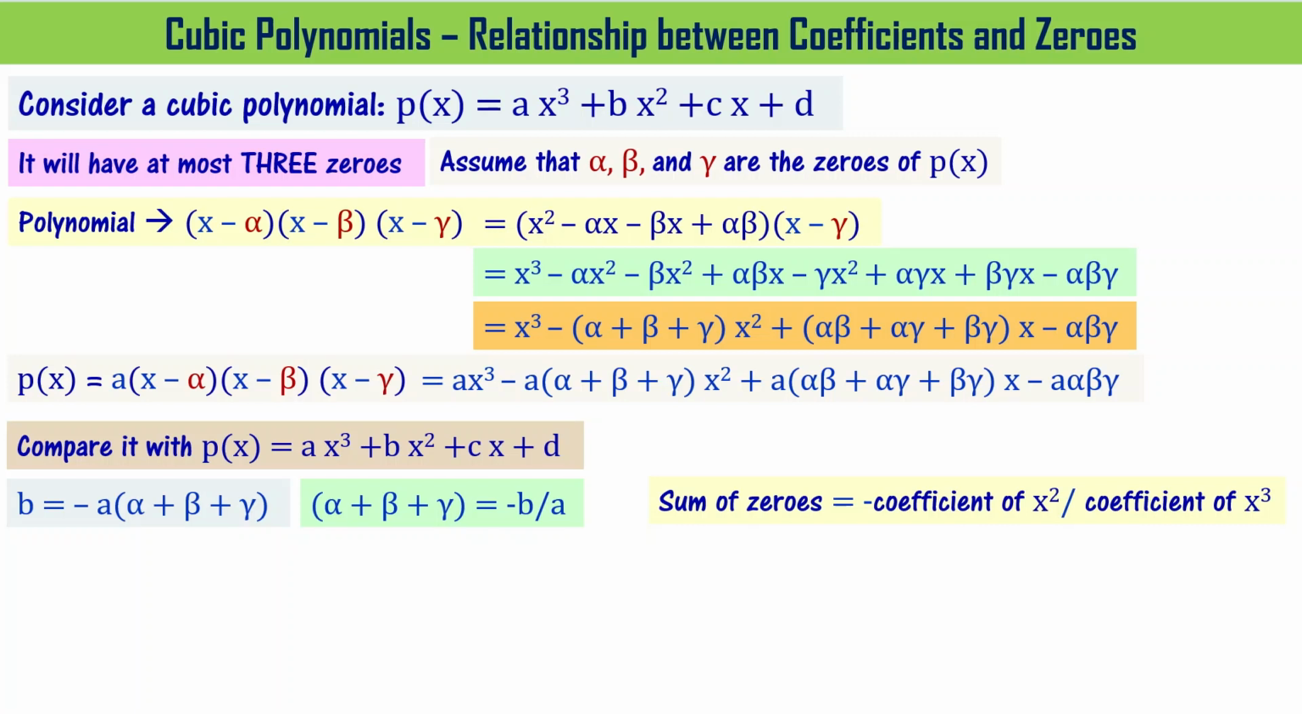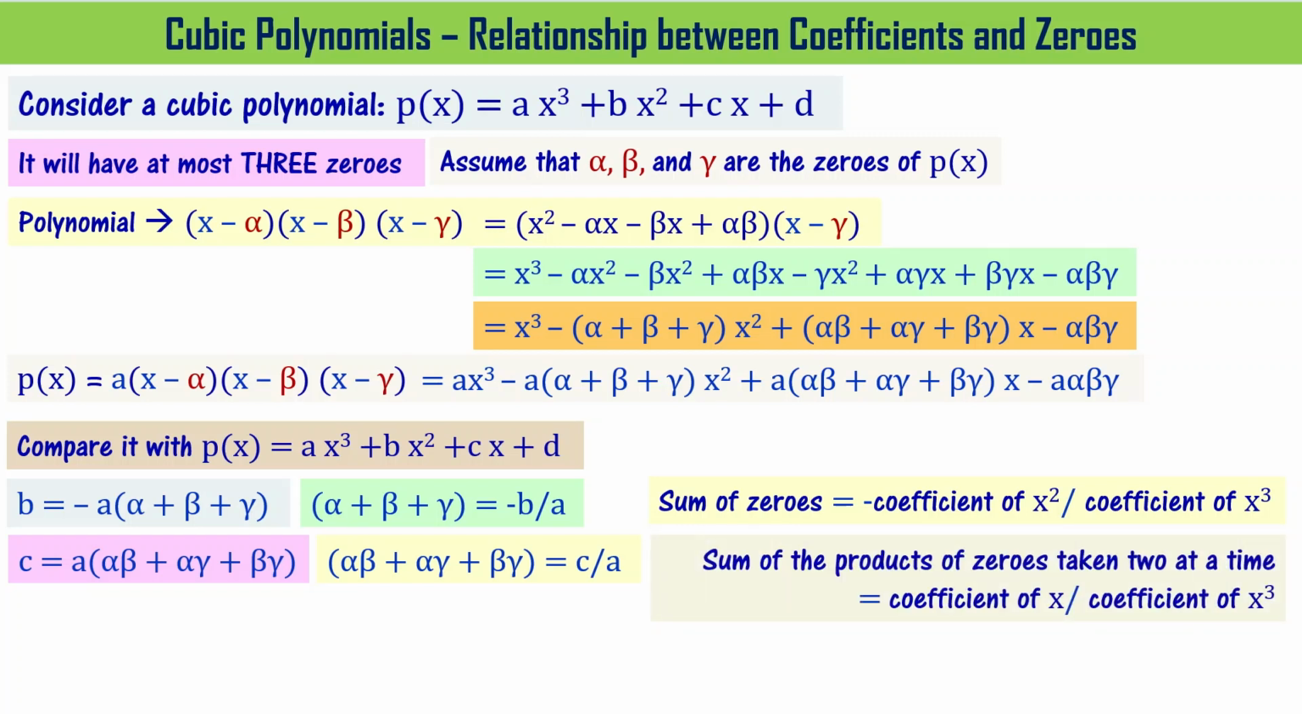When you compare the terms containing x, then you can say that c equals a times alpha beta plus alpha gamma plus beta gamma, right? It means alpha beta plus alpha gamma plus beta gamma equals c by a. This can be written as the sum of the products of zeros taken two at a time. It means we are taking alpha, beta, gamma in pairs, right? Alpha beta ones, alpha gamma ones, and beta gamma ones, right? That's why we say that the sum of the product of zeros taken two at a time is equal to c by a, that is equal to coefficient of x divided by coefficient of x cube. Please take a note of this.